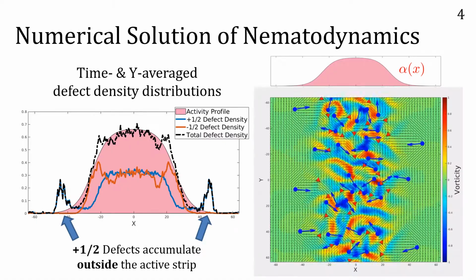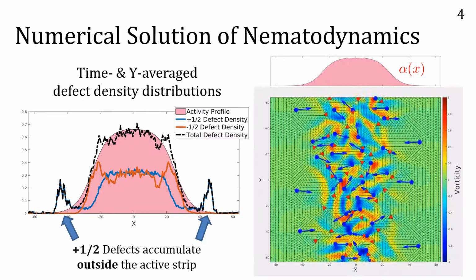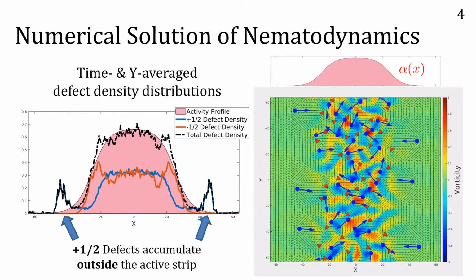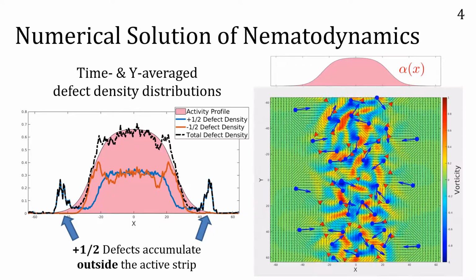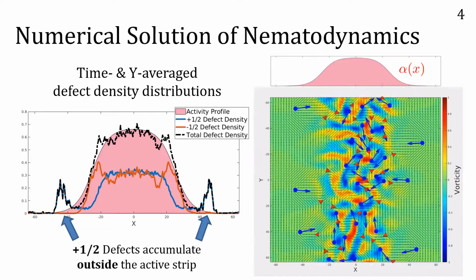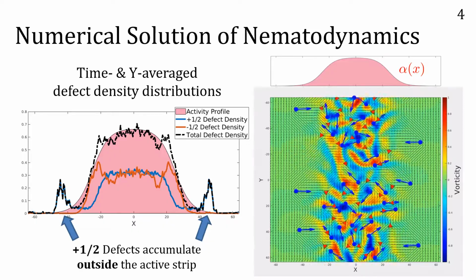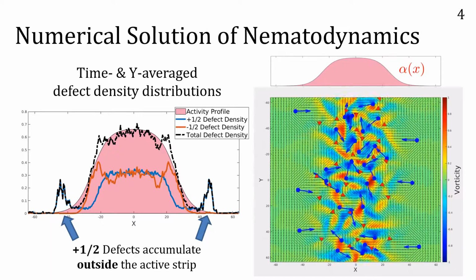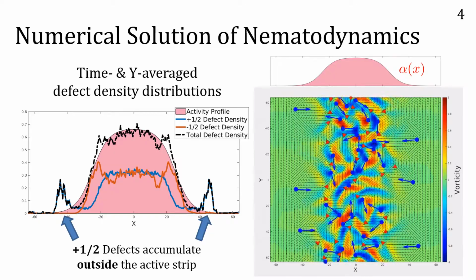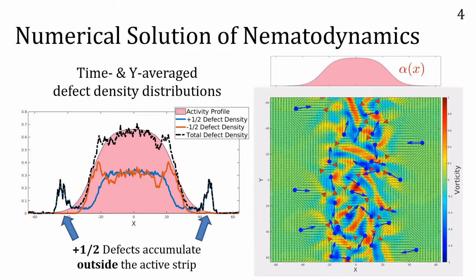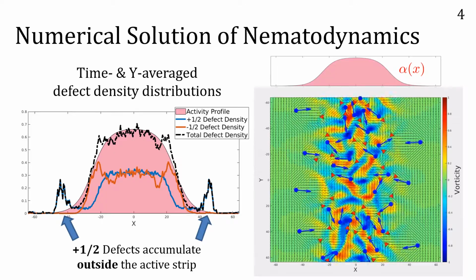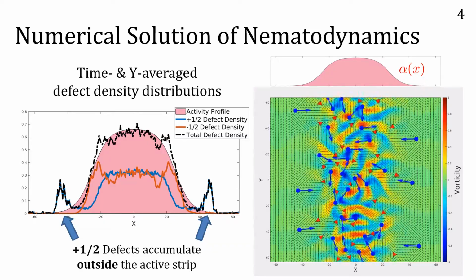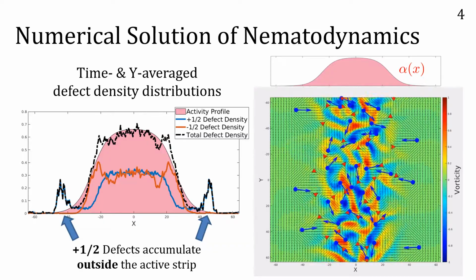We ran these simulations with random initial conditions and then looked at the steady-state behavior of defects by averaging their positions over time and along the y direction, where the activity doesn't vary. What we found was a steady-state topological charge separation of defects along the activity gradients at the interfaces of the strip. This plot on the left shows the time and y-averaged defect density distributions, where the solid blue line shows the +1/2 defect density, the solid red line shows the -1/2 density, and the dashed black line is their sum, the total defect density. We can see that for these weak gradient interfaces, the +1/2 defects accumulate on the outside of the active strip, closer to the passive regions, while -1/2 defects accumulate closer to the center of the strip.